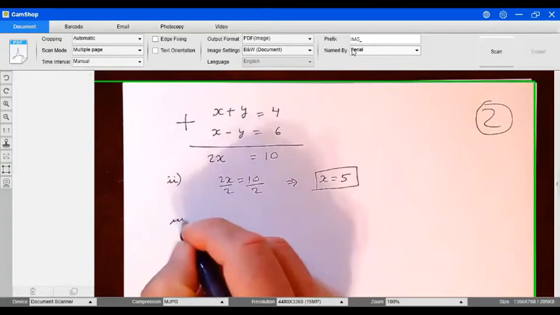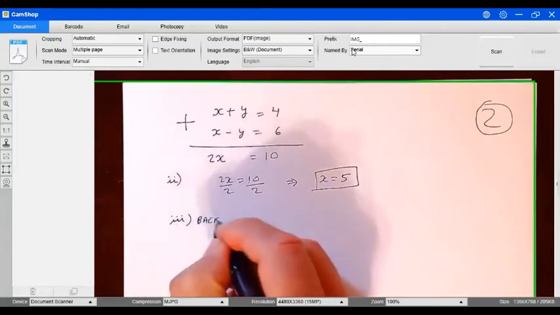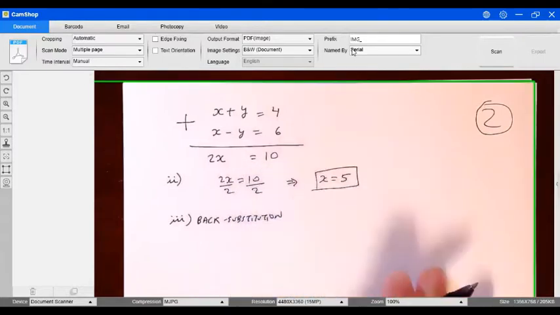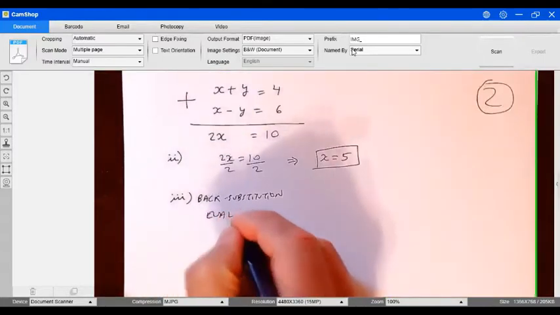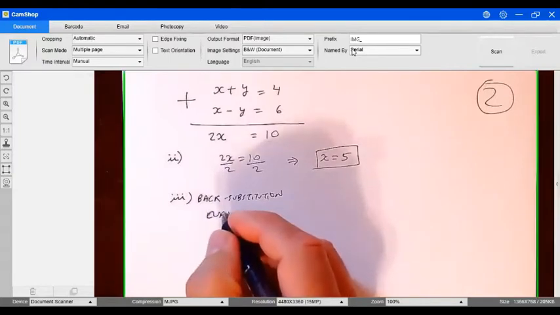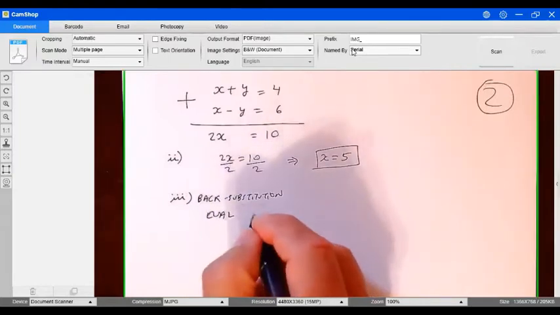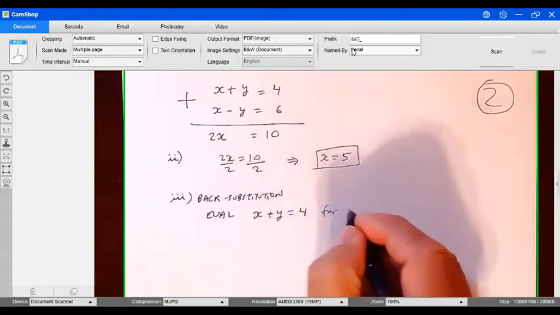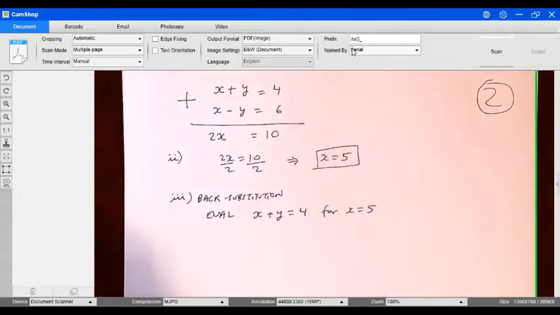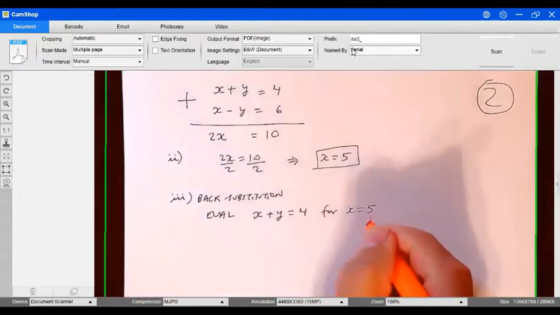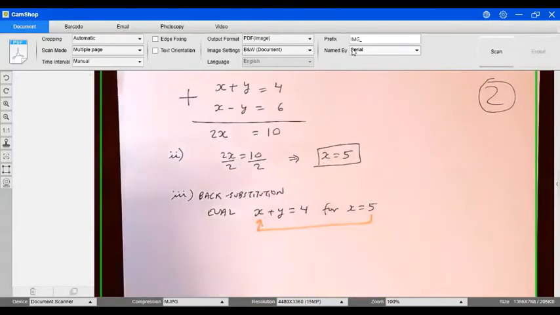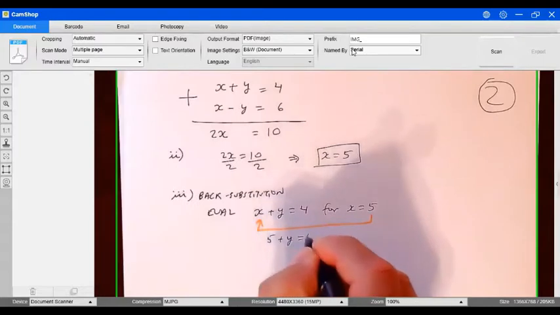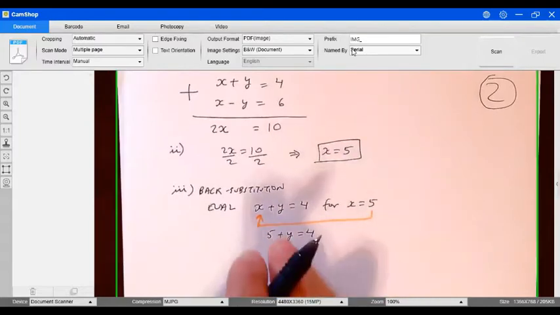Then we're going to do a back substitution in one of the original equations. So I'm going to evaluate one of the original equations. For example, I'm going to use equation 1, x plus y equals 4, and I'm going to evaluate this equation for x equals 5. So what I'm going to do is replace x with 5. So I'm going to get 5 plus y equals 4. So I only need to solve for y now.